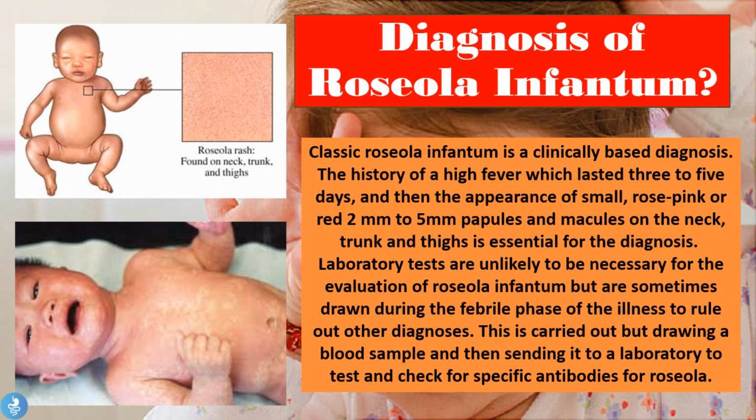Laboratory tests are unlikely to be necessary for the evaluation of roseola, but are sometimes drawn during the febrile phase of the illness to rule out other diagnoses. This is carried out by drawing a blood sample and then sending it to a laboratory to check for specific antibodies for roseola. So sometimes, if we have a suspicion of another viral infection, such as measles or something similar, we can confirm the diagnosis by taking a blood sample from these patients and sending it for lab testing to look for the antibody specific for roseola. And this is how we can confirm the diagnosis of the disease.